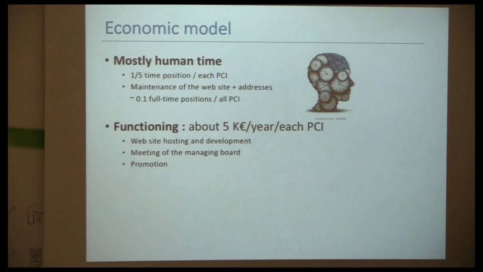It doesn't cost a lot, as I say, the economic model. It's mostly human time, mostly writing mails. So it's not so much. And for the functioning, we can consider it's 5,000 euros per year for each PCI, because we are not publishing the paper. That's the main difference with journals, and we are not making profit. We are a non-profit organization. We are not making money at all.